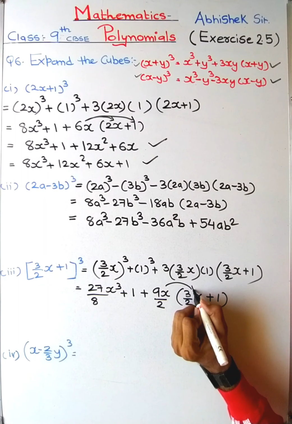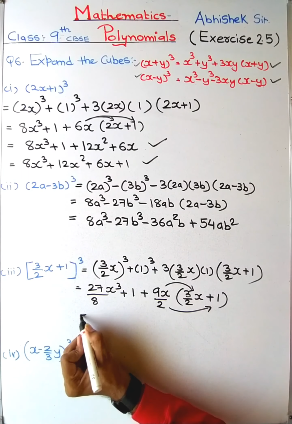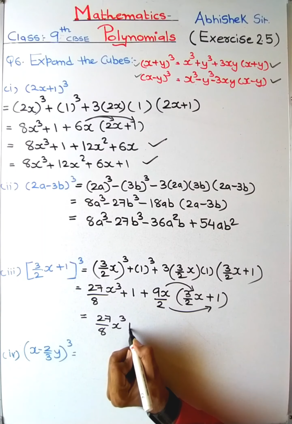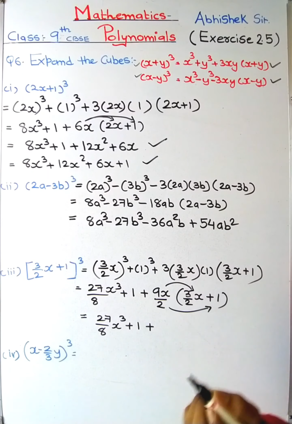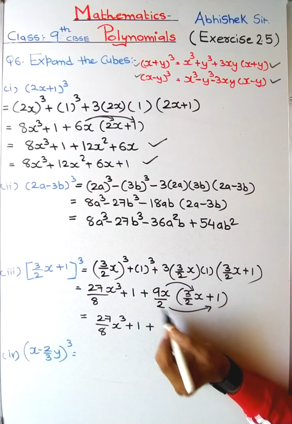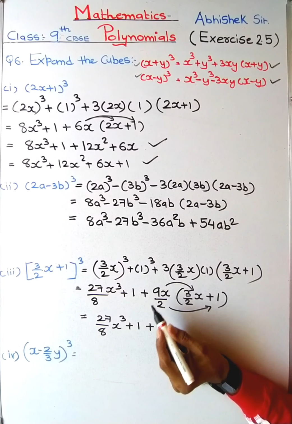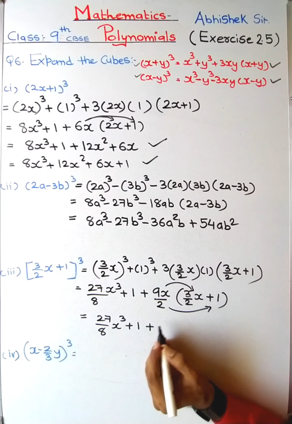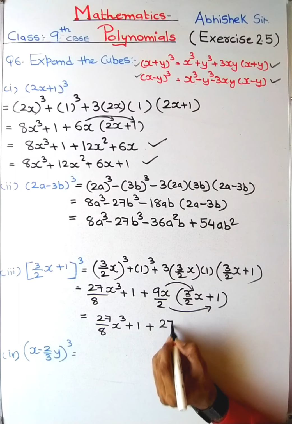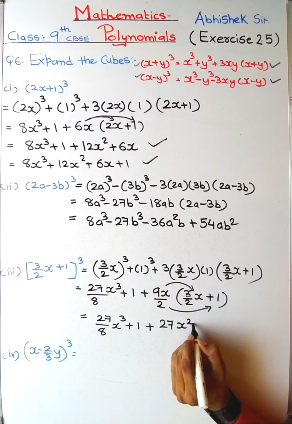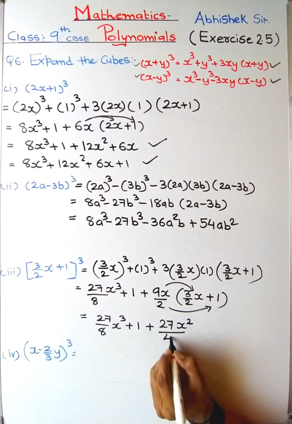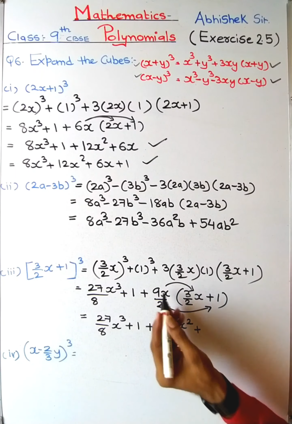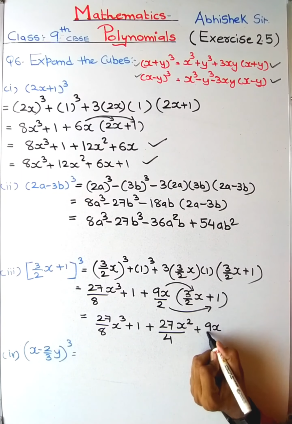So one by one we will multiply. So 27 by 8x cube plus 1 plus, now it is very important, if we can cancel them, try that. If not cancelled, numerator into numerator, denominator into denominator. So 9x into 3x will be 9 3s are 27x square upon 2 2s are 4 plus 9x into 1 is 9x by 2.